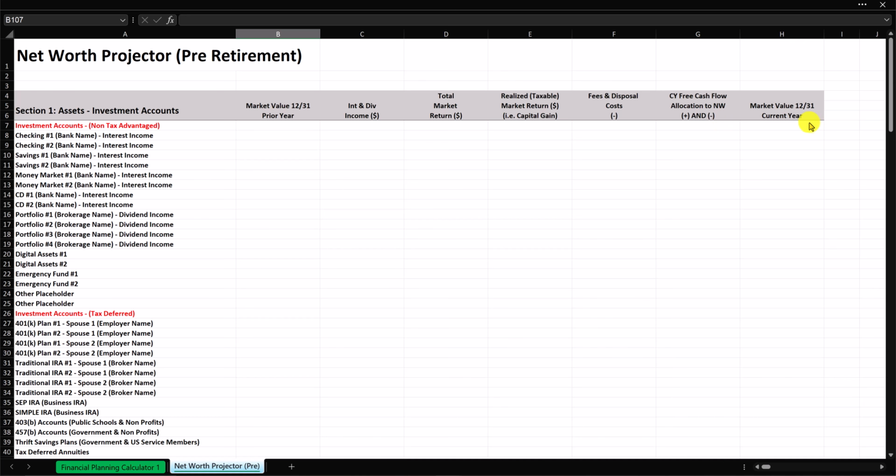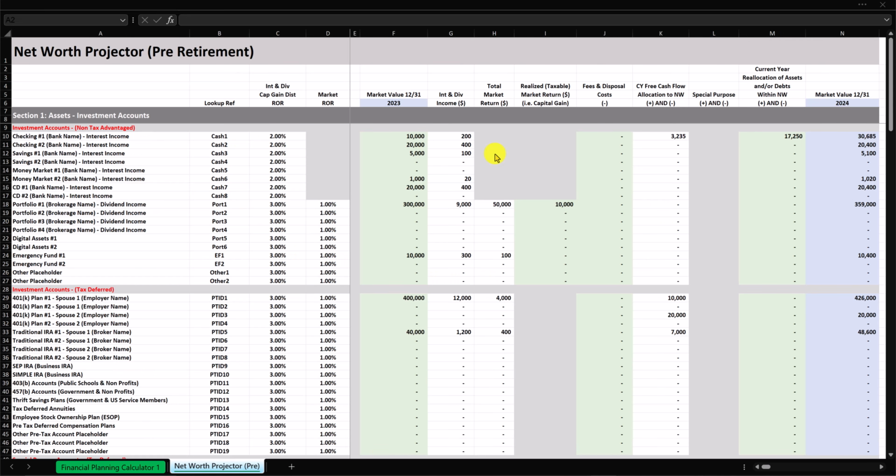And then finally, when we sum up all these things, we're going to get our market value of all of these accounts and assets and liabilities at the end of the current year. So let's start dropping some numbers in here and figuring out our net worth. All right, so I have dropped some numbers in here. I have also added a few new columns. So let's go through everything one by one and see what we got.